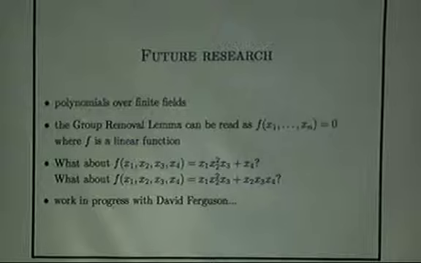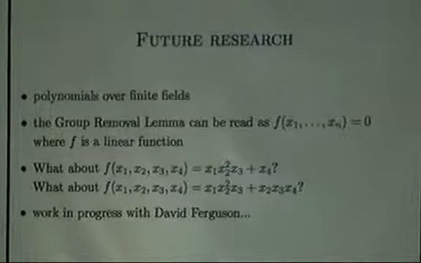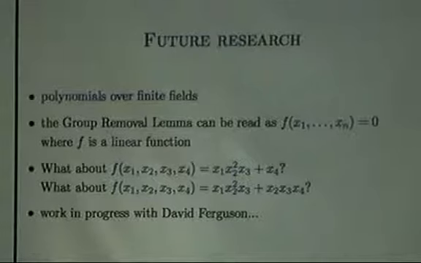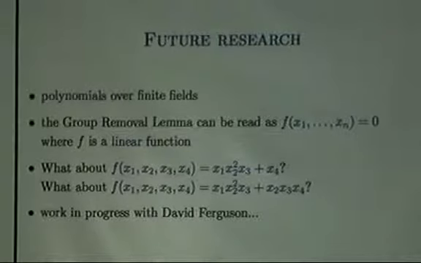So maybe I still have time, I would say, to tell you about future research that I have been working on for the last few months with David Ferguson, who is a student of Josef Skokan, who was visiting our department in Prague for half a year. So we were looking whether we can generalize the group removal lemma, which is a statement about a linear equation. It's easy to generalize to an arbitrary linear equation over finite fields, but we were interested whether you can say something about polynomials.